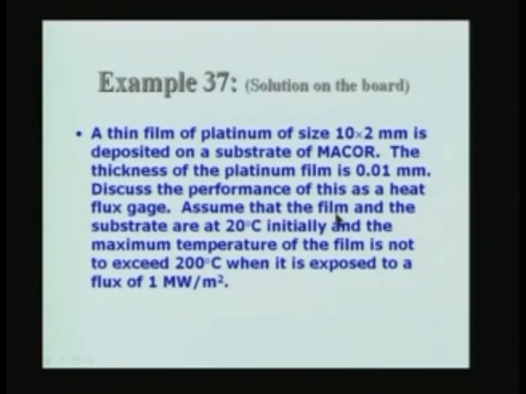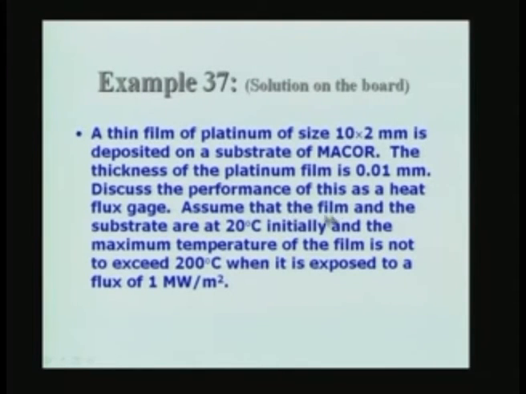So, with this we will look at a simple solution to a simple problem, so that the numbers become clear to us. We have a thin plate, a film of platinum of size 10 by 2 millimeters, 10 millimeters long and 2 millimeters wide. It is deposited on a substrate of Macor. The thickness of the platinum film is 0.01 millimeters, 10 microns. Discuss the performance of this as a heat flux gauge.